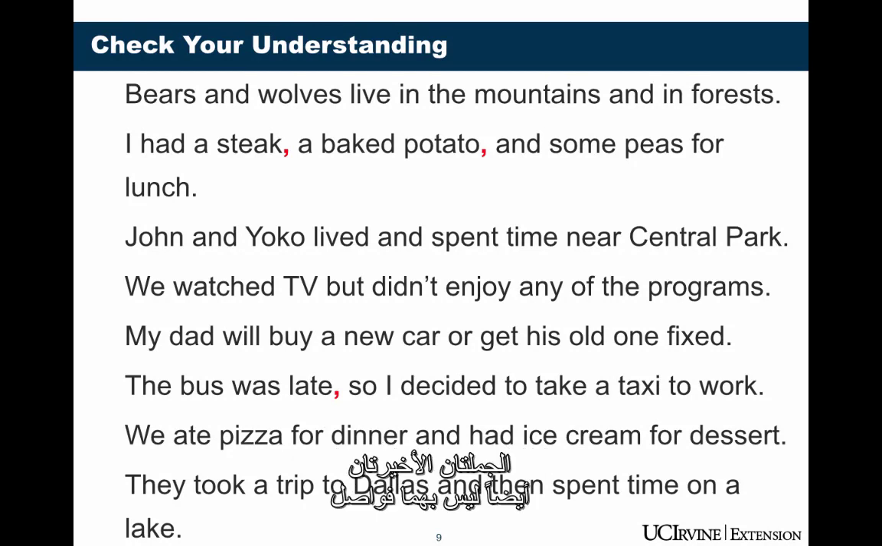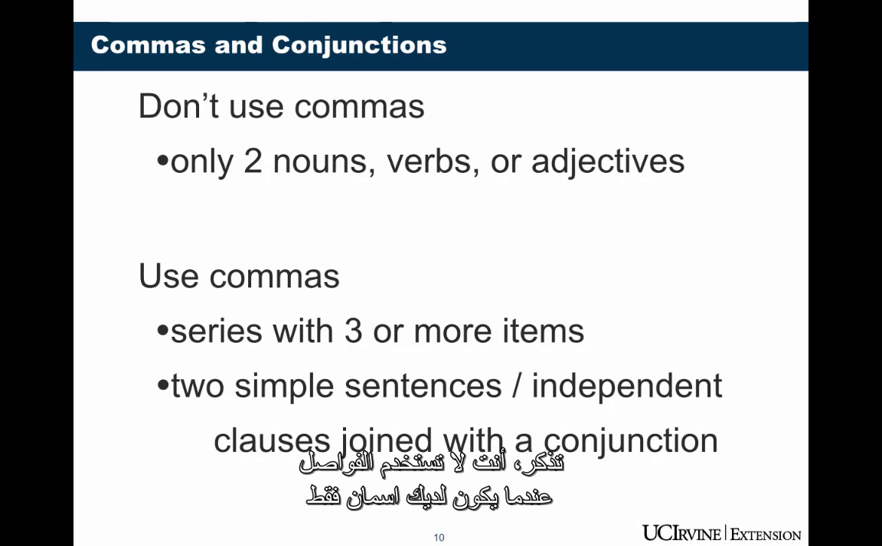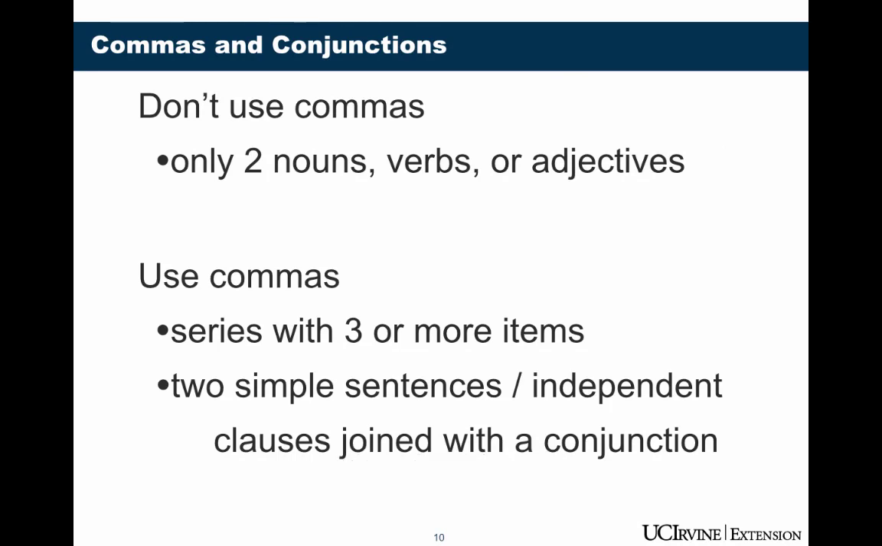The last 2 sentences also do not have commas. Did you get tricked on the last sentence? After the conjunction and, we had then, but then is not a subject, so you should not put a comma there. Let's review.